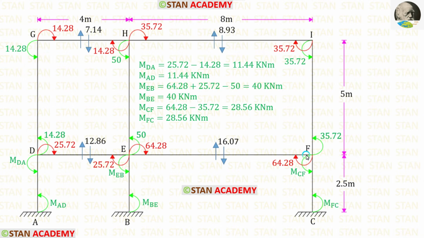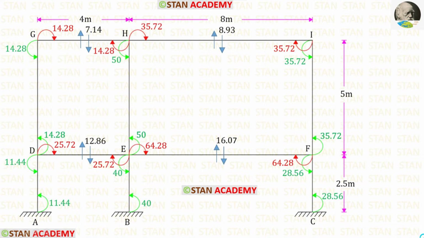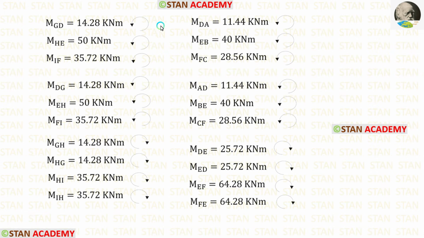Now let us take the joint F. To find MCF, we have to subtract this moment by this moment. When we do that, we are getting 28.56. So MFC also should be 28.56. In this analysis, we have calculated all of the moments. We can write them indicating the directions.